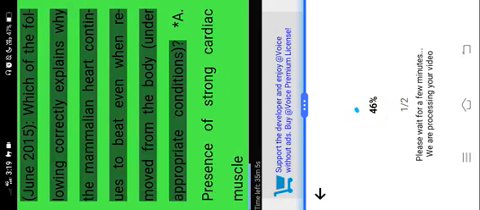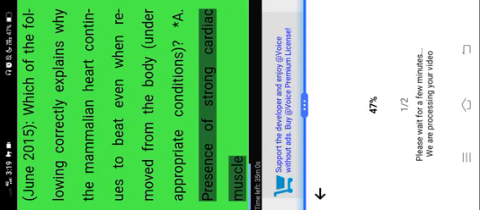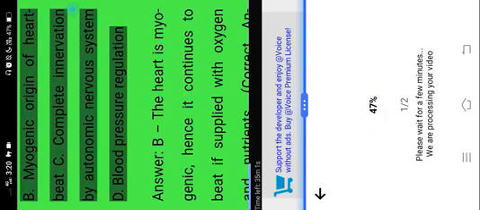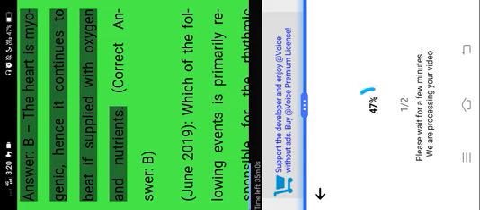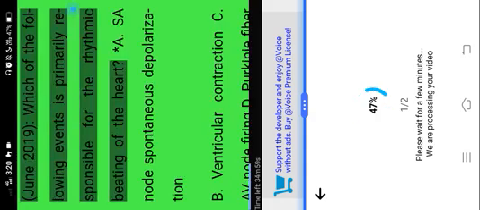Which of the following correctly explains why the mammalian heart continues to beat even when removed from the body under appropriate conditions? A. Presence of strong cardiac muscle. B. Myogenic origin of heartbeat. C. Complete innervation by autonomic nervous system. D. Blood pressure regulation. Answer: B. The heart is myogenic, hence it continues to beat if supplied with oxygen and nutrients. Correct answer: B. June 2019.